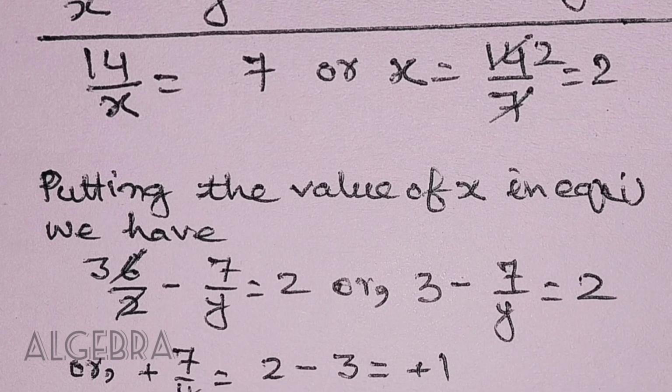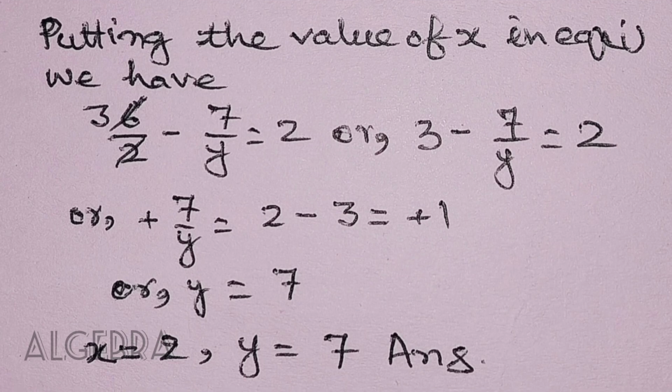Putting the value of x in equation 1, we have 6/2 - 7/y = 2, or 3 - 7/y = 2, or -7/y = 2 - 3 = -1, or y = 7. So x = 2 and y = 7.